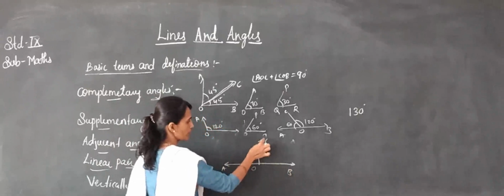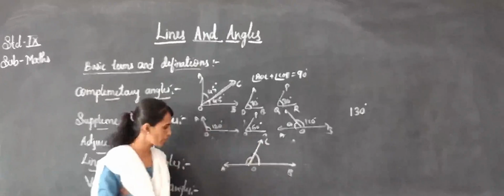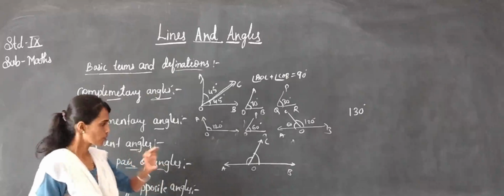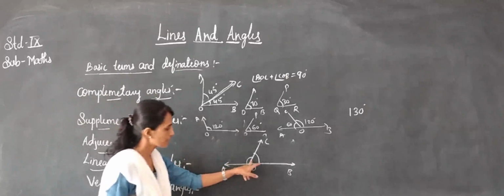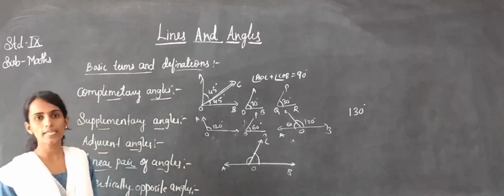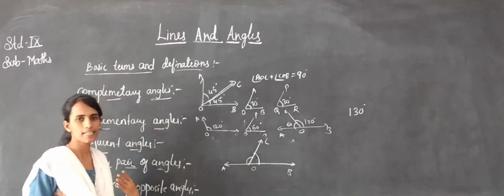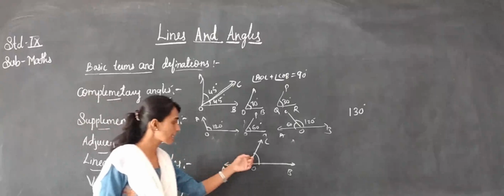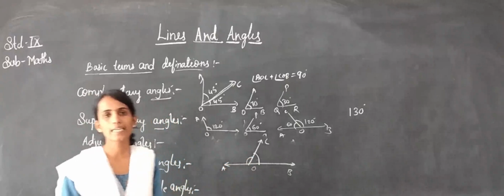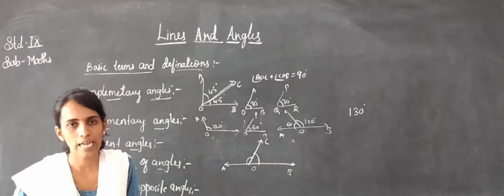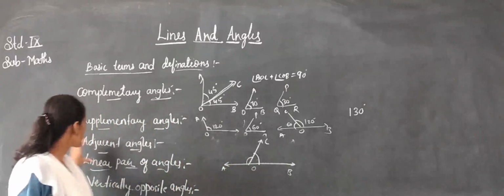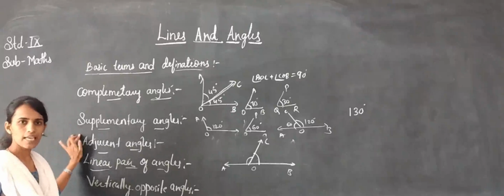Angle AOC plus angle COB is equal to 180 degrees because AOB is a straight line here. So if the sum of two adjacent angles is 180 degrees, those angles we call linear angles. Otherwise, the sum of two adjacent angles is supplementary, and those angles we call a linear pair of angles here. Getting it? So that is a mixture of adjacent and supplementary angles here.